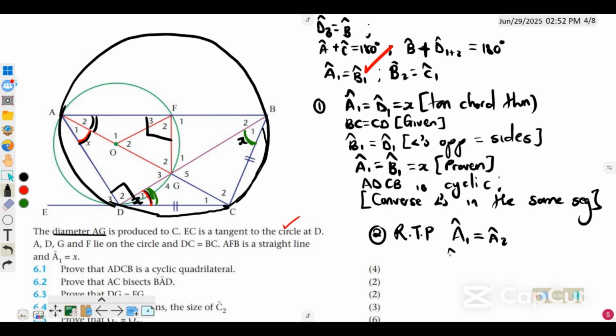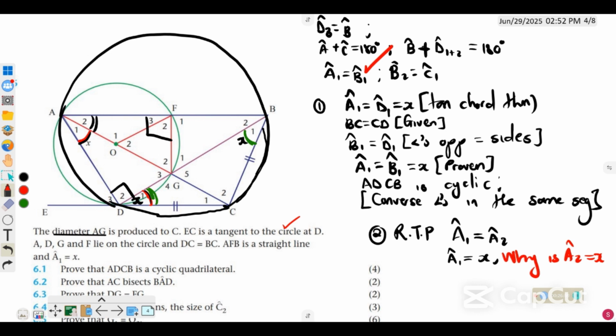But we know that angle A1 is equal to x. Now the biggest question is why? Why is A2 equal to x? Why is angle A2 equal to x? Because we already know A1 to be x. So now we are going to do whatever geometry necessary until we prove that A2 is also equal to x.